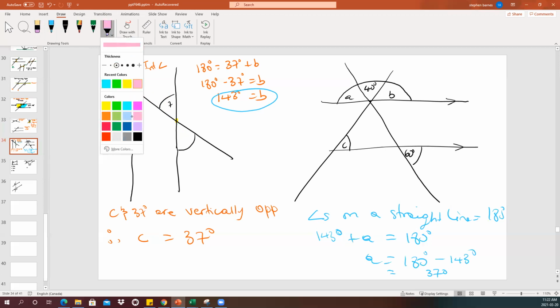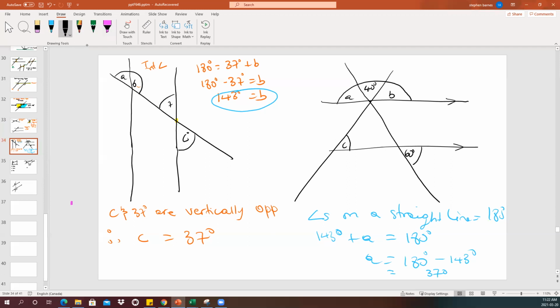So the other way we could have worked this question that I'm going to show you now is, I started off by using the interior angle rule to find B, and then I could have found A by using the straight line rule, and C by using the vertically opposite rule. But there is another way I could go about finding A to begin with. So let's look.